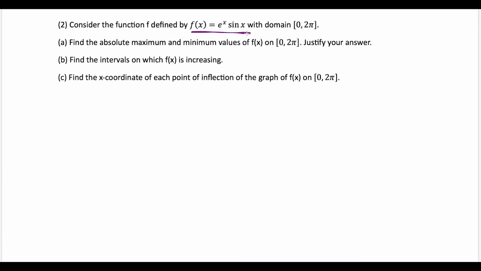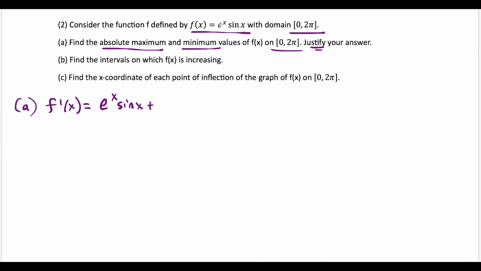Question 2, we have f of x equals e to the x sine x, and here's our domain. And the first thing we want to do is find the absolute maximum and minimum on the closed interval 0 to 2 pi, and we need to justify our answer. So for this one, we're going to use the extreme value theorem. So let's start here by taking the derivative. We have f prime of x equals, and we're going to use the product rule. We have e to the x times sine x.